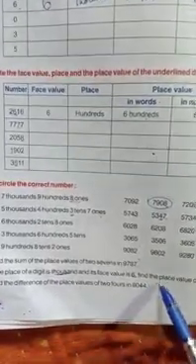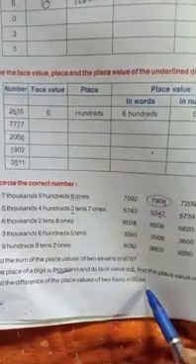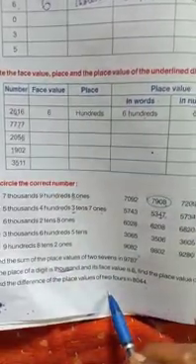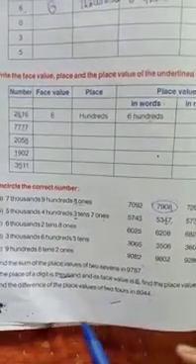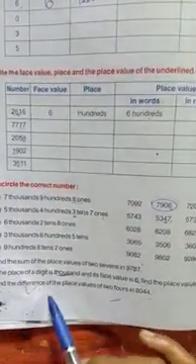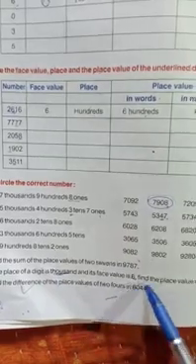Then question number 6. Find the difference of the place values of two 4s. You will write the place values of these two 4s, then you subtract these two numbers. Then you will get the difference of the place values of the two 4s.